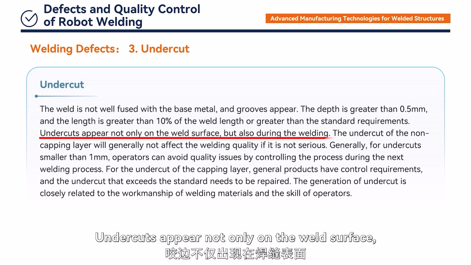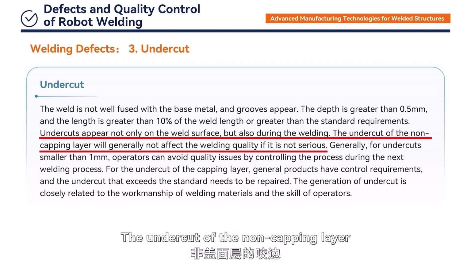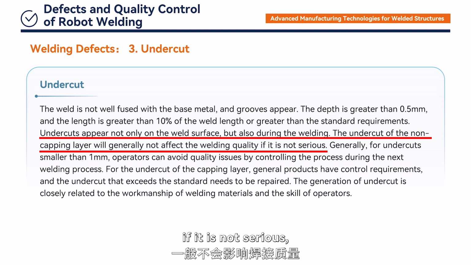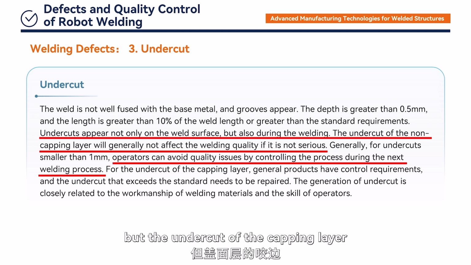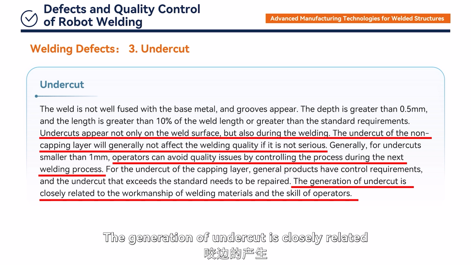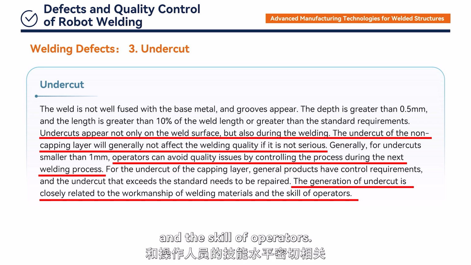Undercuts appear not only on the weld surface, but also during welding. The undercut of the non-capping layer will generally not affect the welding quality if it is not serious, but the undercut of the capping layer usually needs to be controlled. The generation of undercut is closely related to the workmanship of welding materials and the skill of operators.